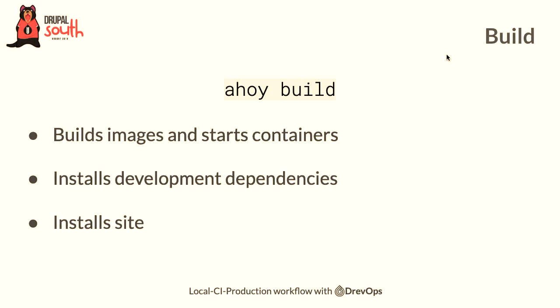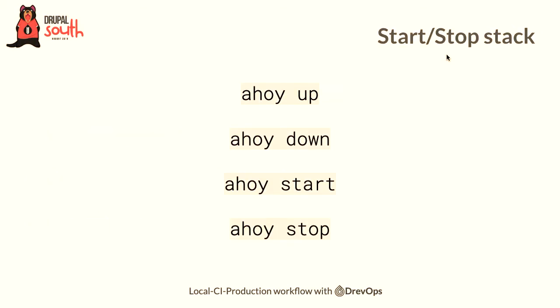It builds images, starts containers, installs development dependencies, and installs the site. Then there are start and stop stack commands. You have Ahoy up, Ahoy down. That's basically just an alias for your Docker compose up -d build and all those long strings of things. So up and down is where it builds the image and restarts the container, where start and stop is where it just starts and stops the container without touching your images.